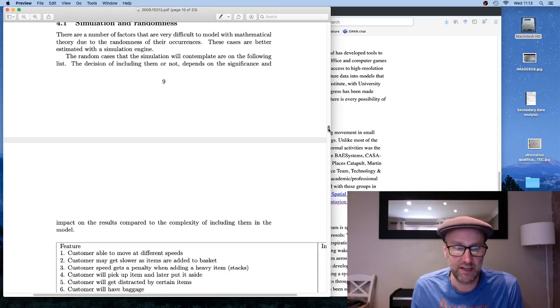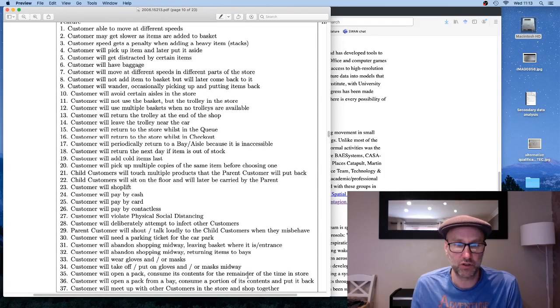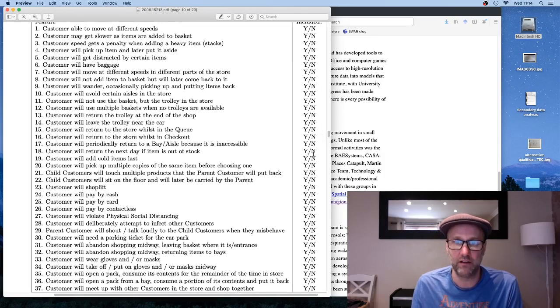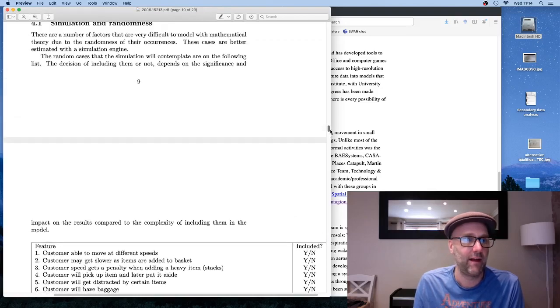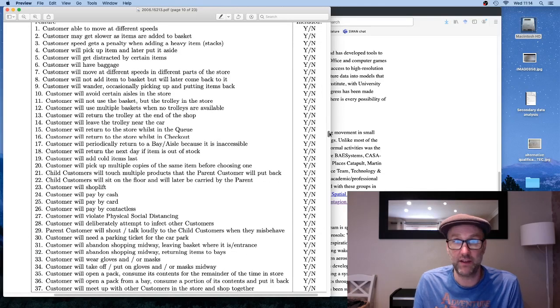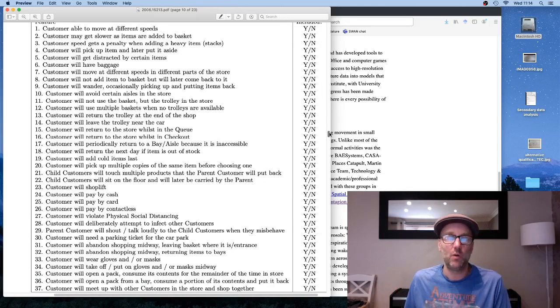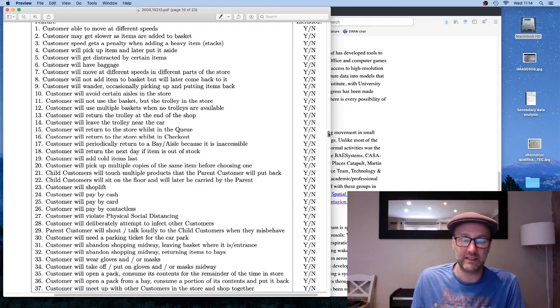So I've got a list here of the things that they say they can handle, but it's just super difficult for them to handle. If I scroll up, where do they say it? The complexity of including these. If they try to include any of these in their mathematical analysis, the complexity of their sums shoots up. Whereas in an agent-based model, it's actually really, really easy to add these in.